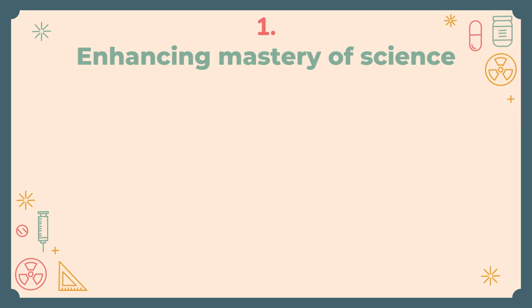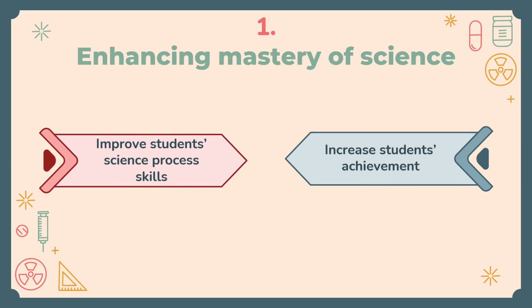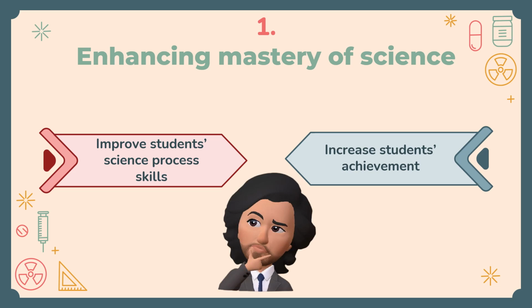For the first point, enhancing mastery of science. By experimenting, students can improve their science process skills, which directly increases their achievement. But how do experiment and laboratory skills increase students' achievement?